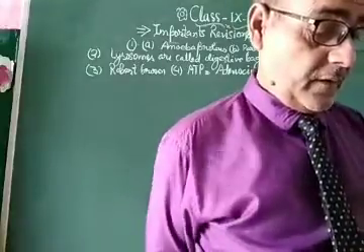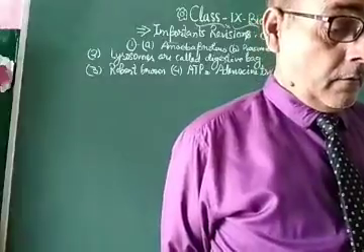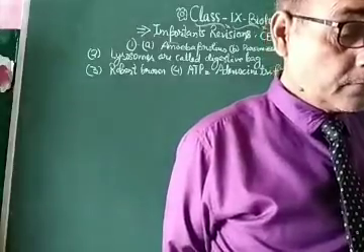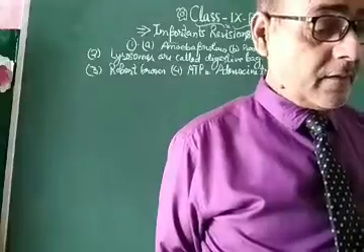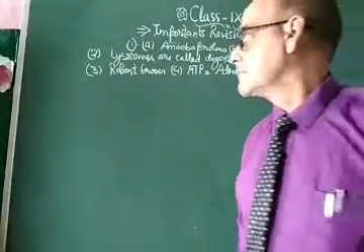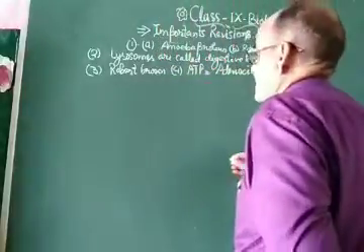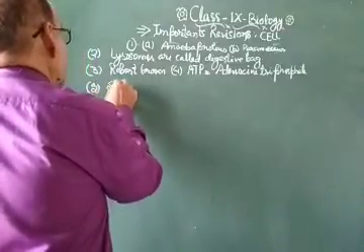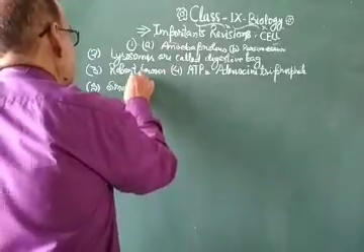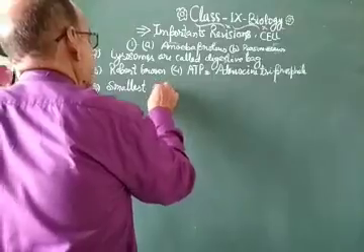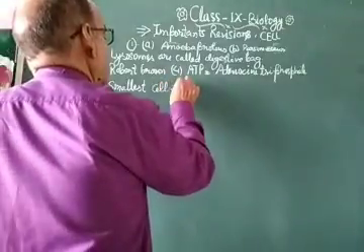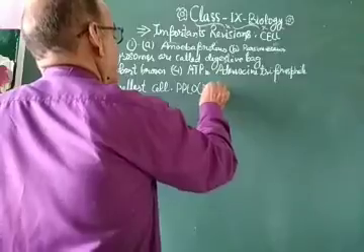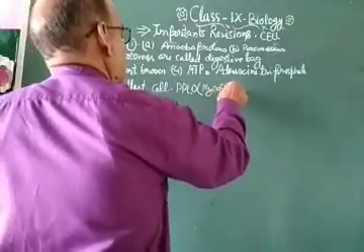Now come to the next important one. Write the name of the smallest cell. The smallest cells are PPLO, which can be said as mycoplasma.